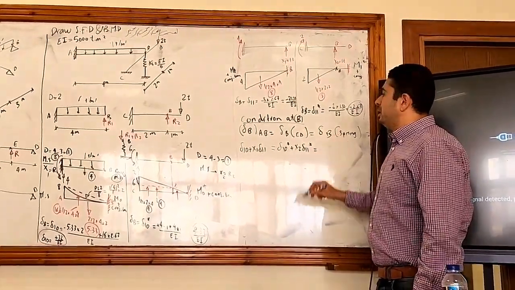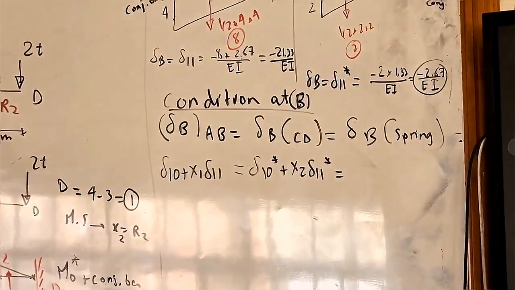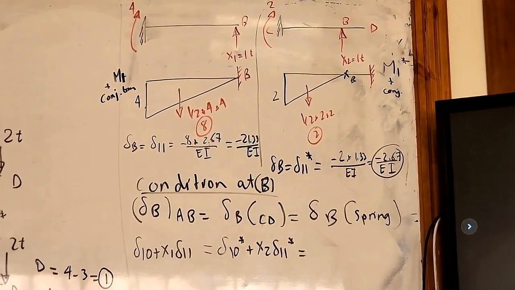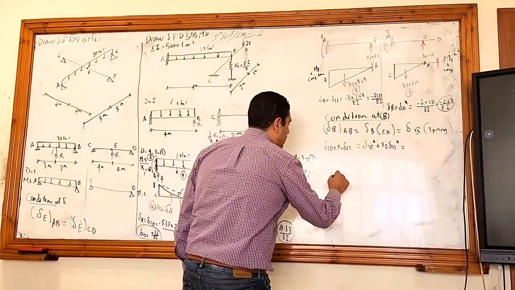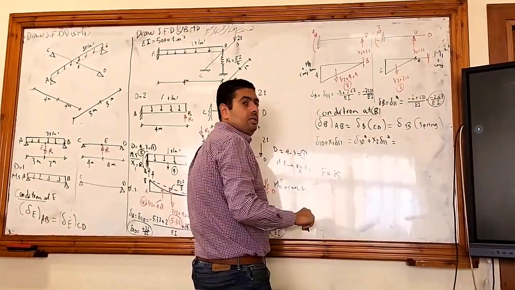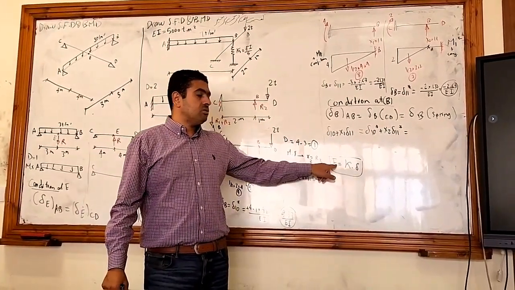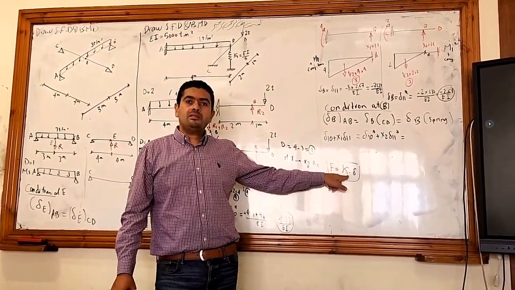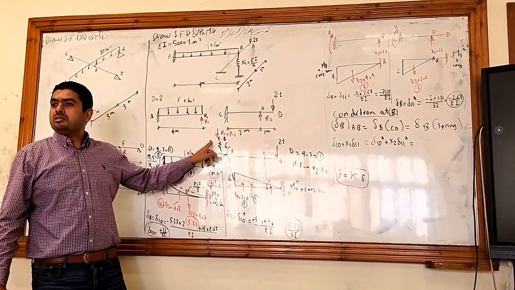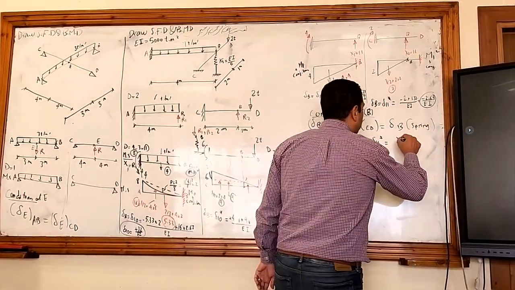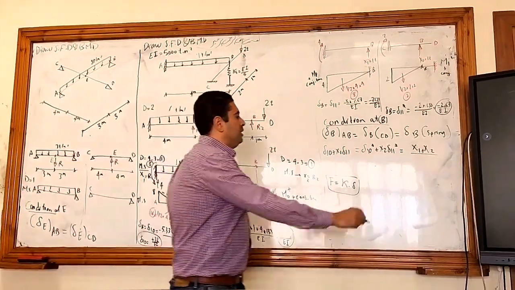And what will be the delta of the spring? We knew the equation for the spring last lecture. What was it? The force of the spring equals the stiffness multiplied by delta, right? So if I need the delta, it will be equal to the force divided by the stiffness. What is the force of the spring? The force of the spring is R1 plus R2, which is X1 plus X2, divided by the stiffness of the spring.